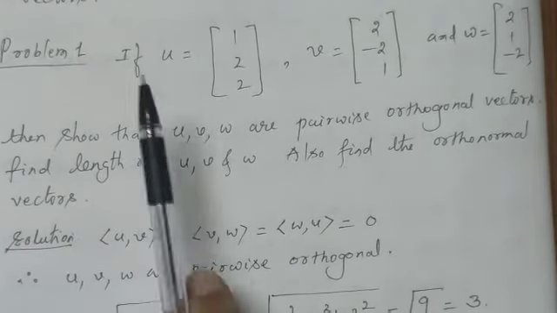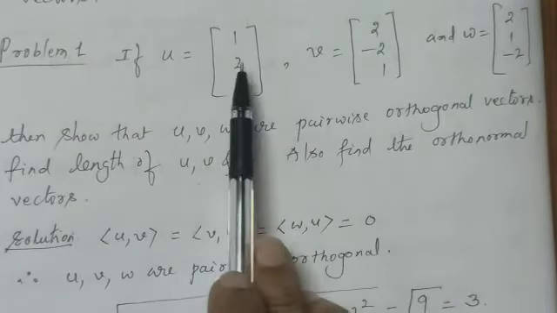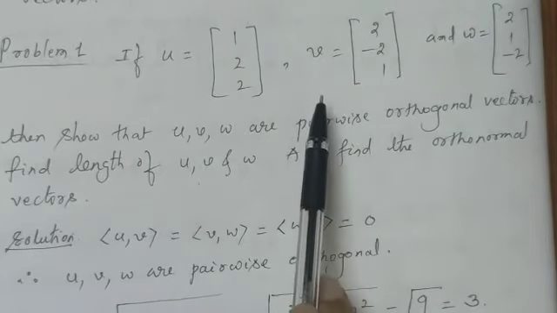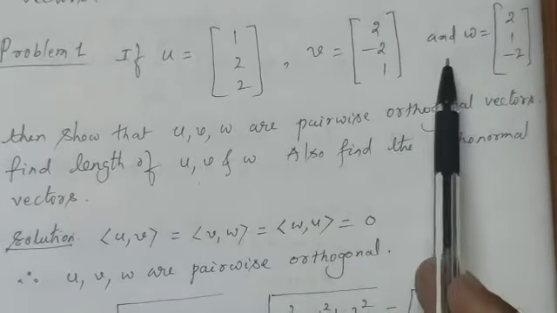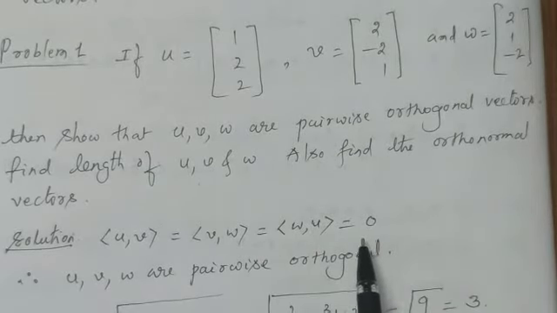So if you find the dot product of u and v, what is the dot product? 1 into 2 plus 2 into minus 2, that is minus 4, plus 2 into 1, 2. So 2 minus 4 plus 2, 0. Similarly, you can verify the other inner products for the other pairs, you will find 0.